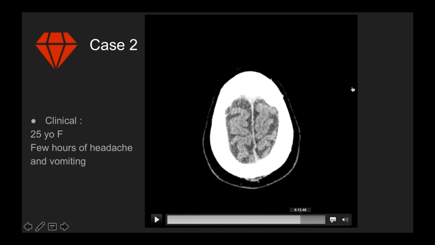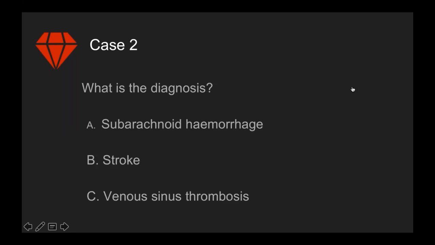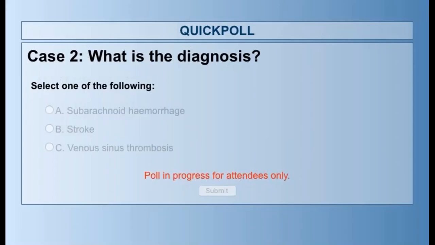Okie dokie. So let's look at the questions. So what's the diagnosis? We've got the same options actually: A, subarachnoid hemorrhage, B, stroke, or C, venous sinus thrombosis. So let's go to the poll.